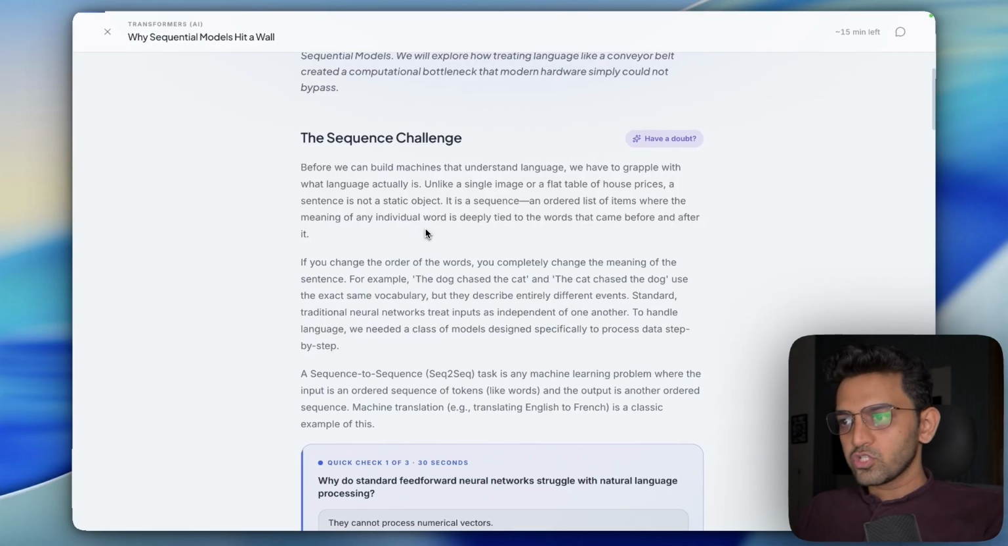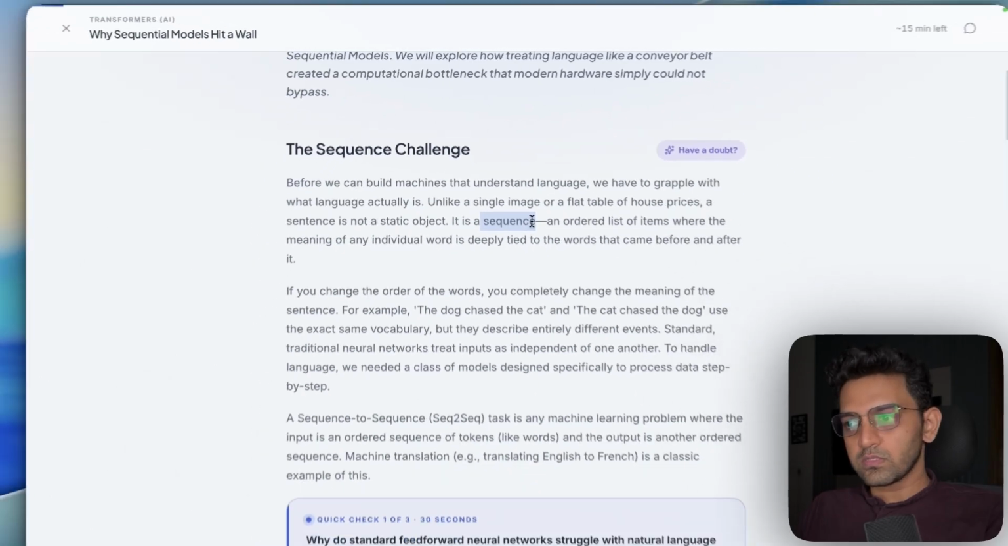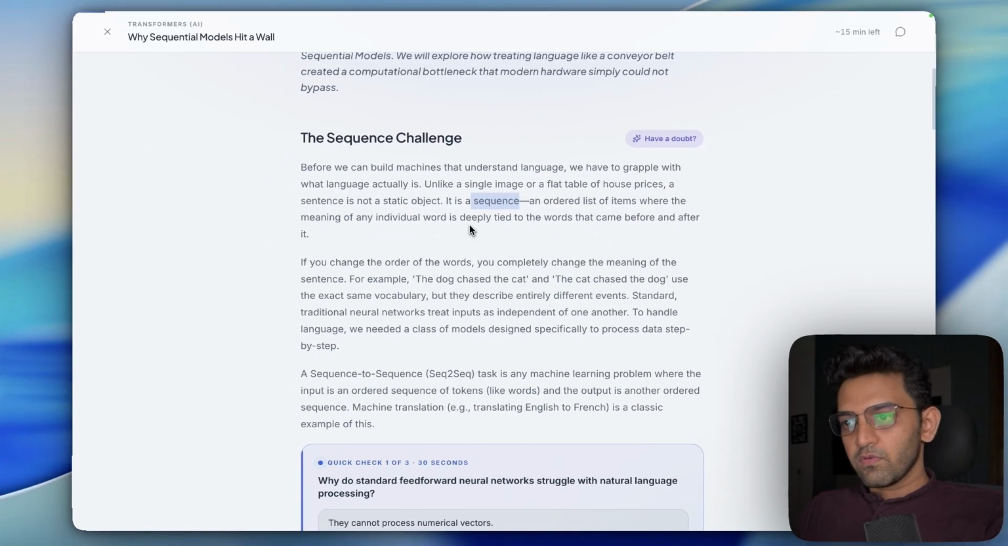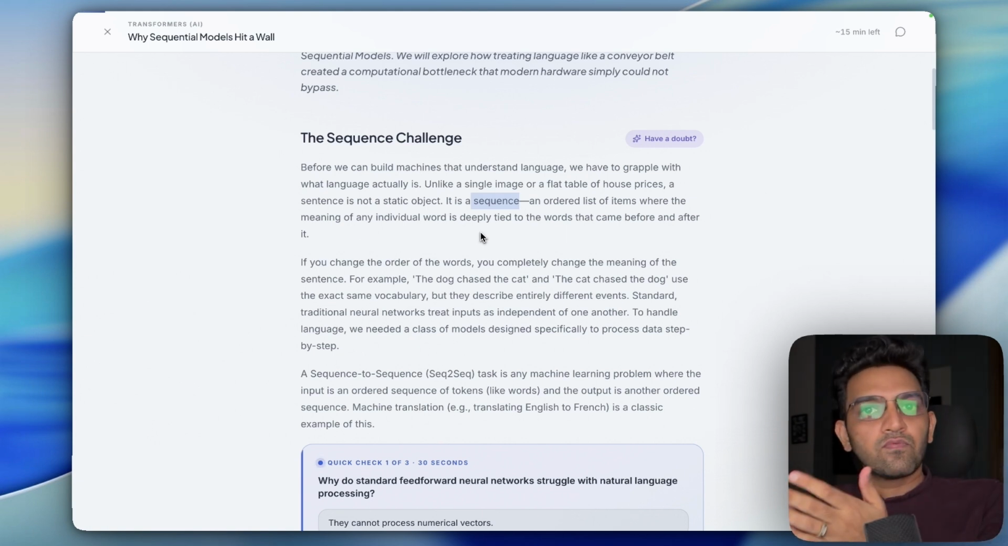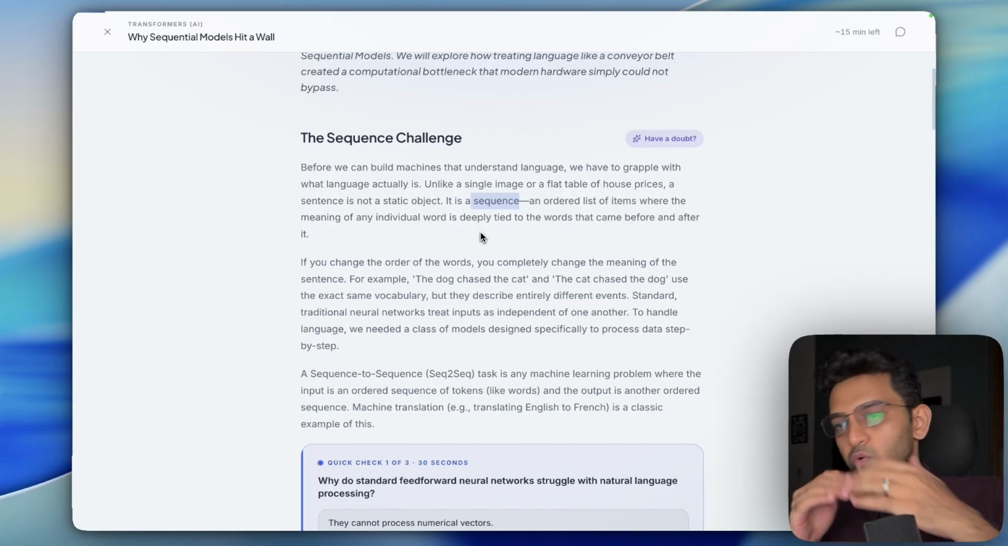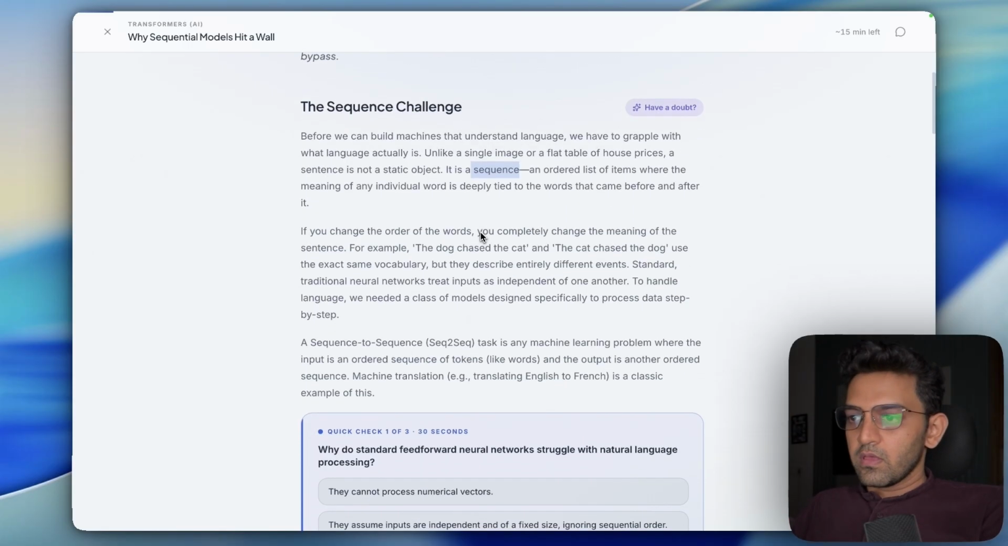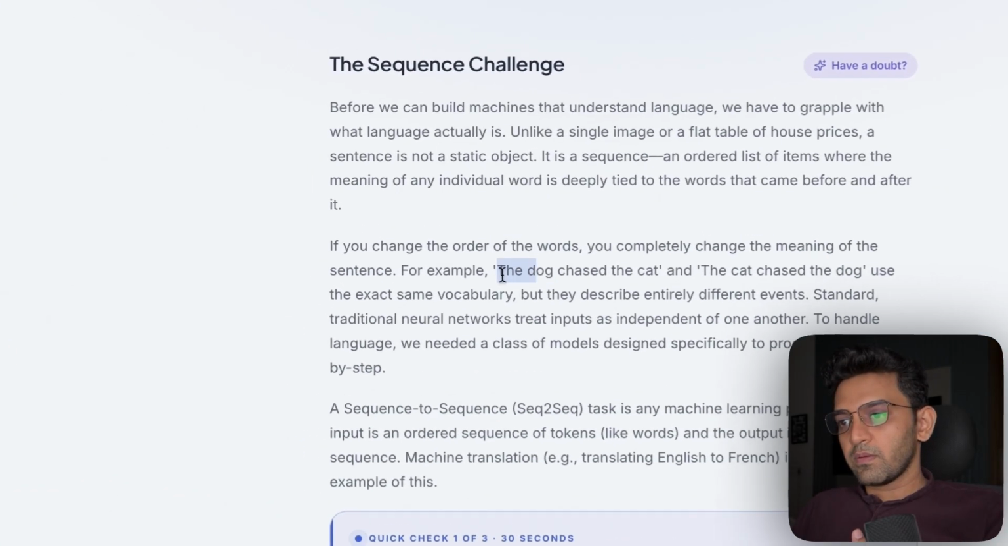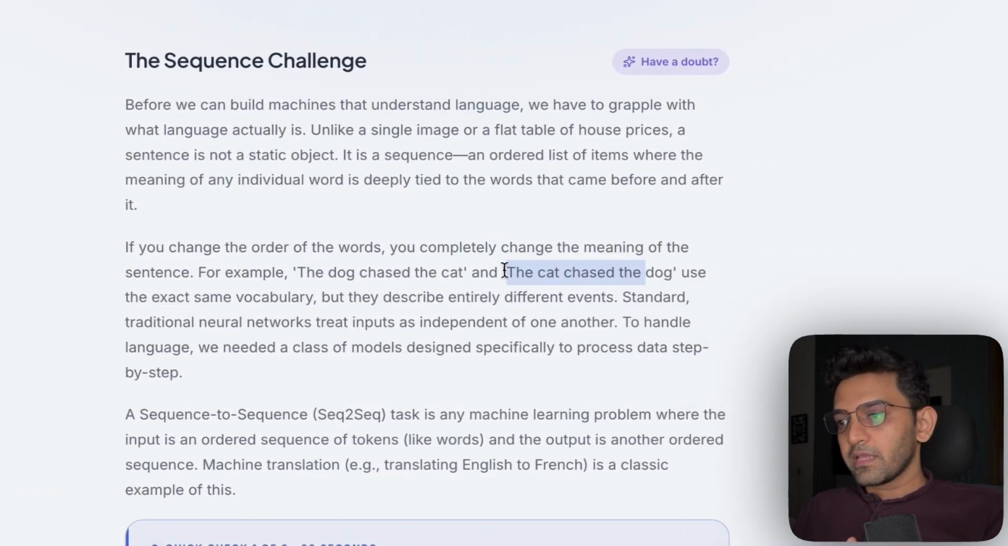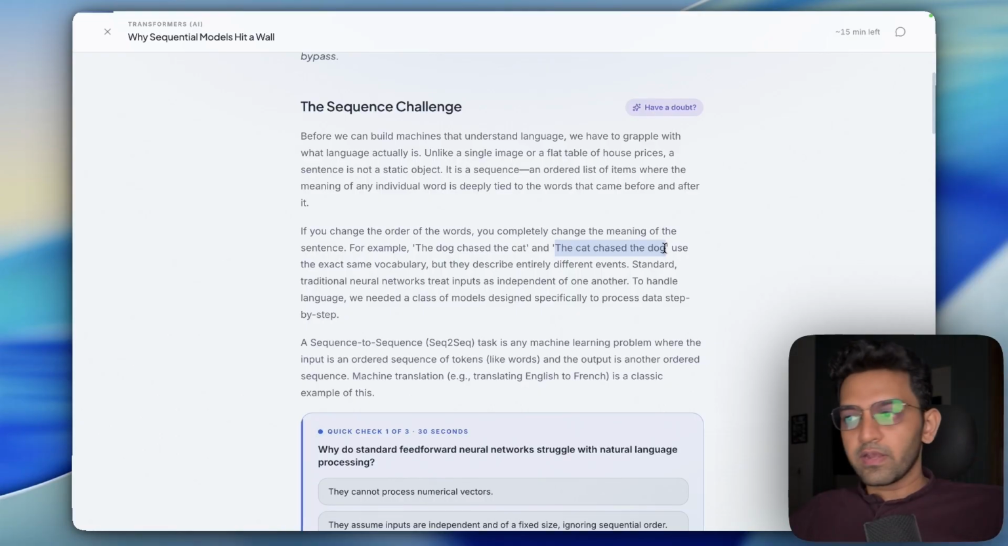Unlike a single image or a flat table of house prices, a sentence is not a static object, it's a sequence, an ordered list of items where the meaning of an individual word is deeply tied to the words that came before and after it. So the relevance of a word depends on the tokens coming before and after. If we change the order, we'll definitely get a different meaning of the sentence. For example, the dog chased the cat and the cat chased the dog are two different meaning sentences.